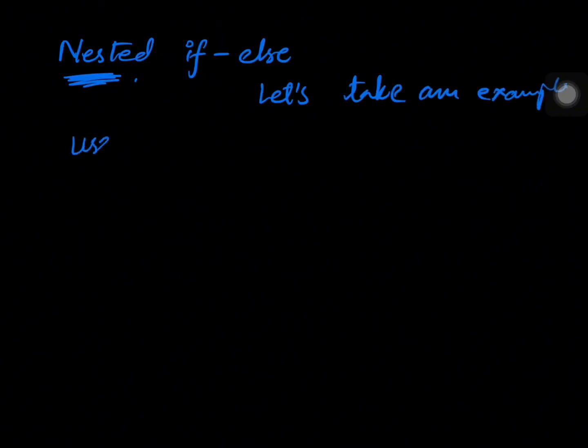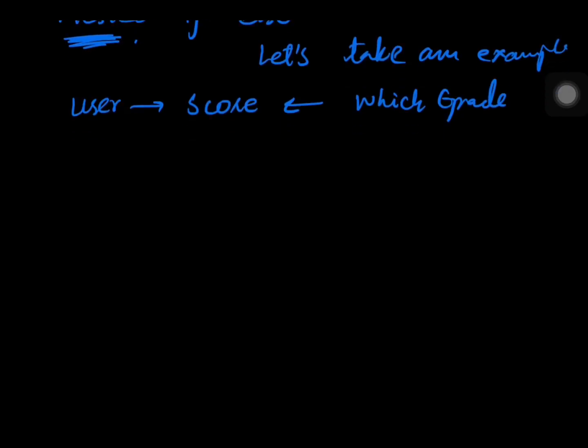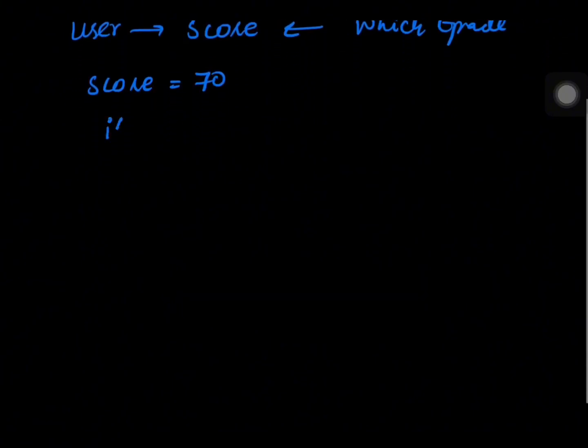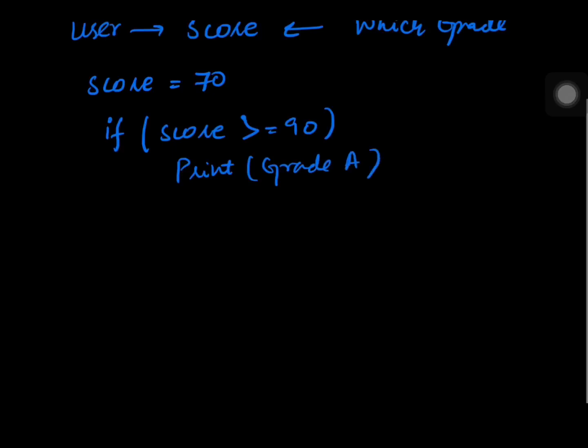What's happening in this, actually, a user will come and enter his score. Based on the score we will decide which grade will be printed on the console. So first of all our user will enter his score. Let's say he entered something like 70. What is going to happen is, we will add the condition: if score is greater than or equal to 90, then print grade A.